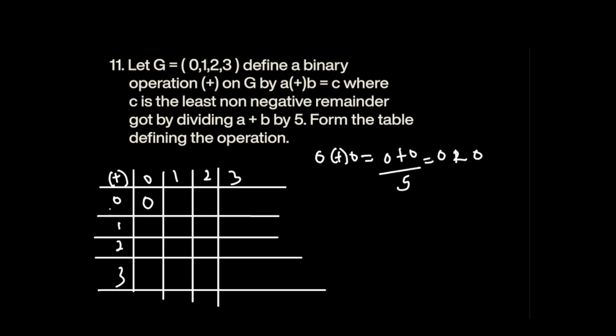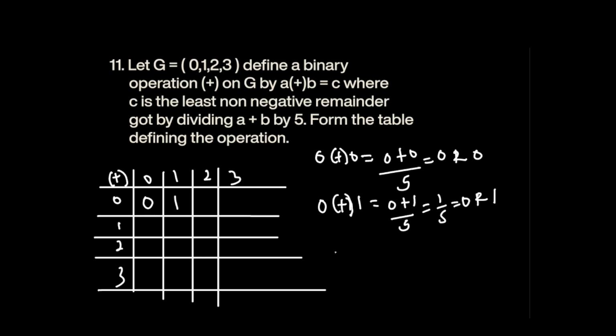So the next one is 0 operation 1. So we have 0 plus 1. So that will be 0 operation 1, that's 0 plus 1 over 5, and that will give us 1 over 5. So 1 divided by 5 will give us 0, remainder 1. So we'll put 1 here.